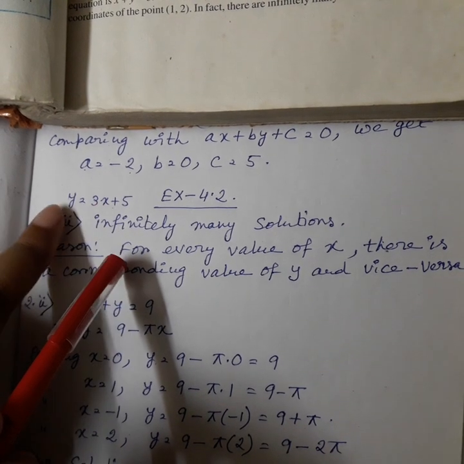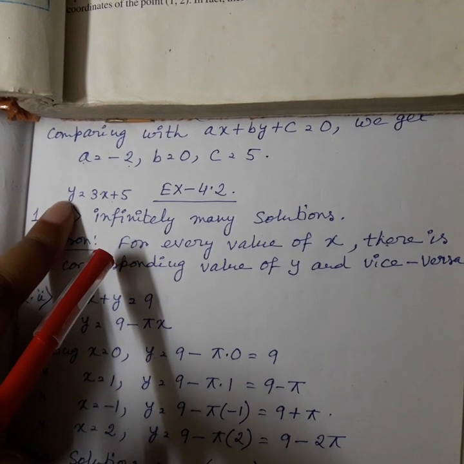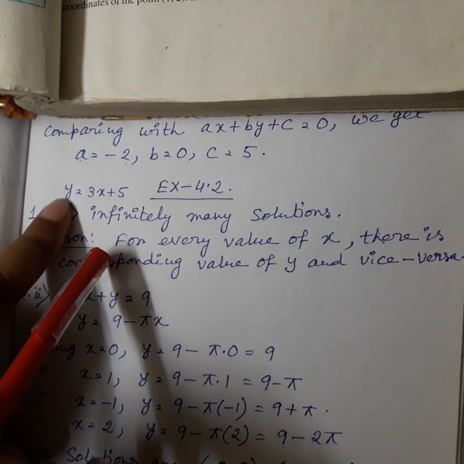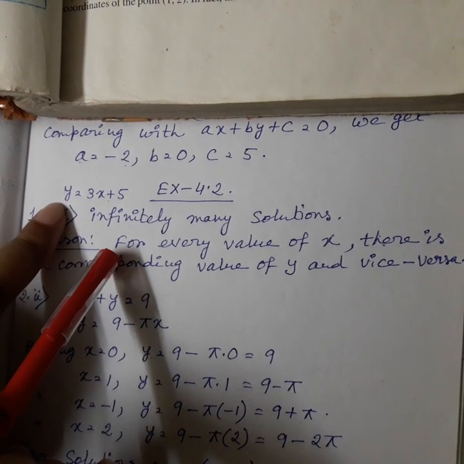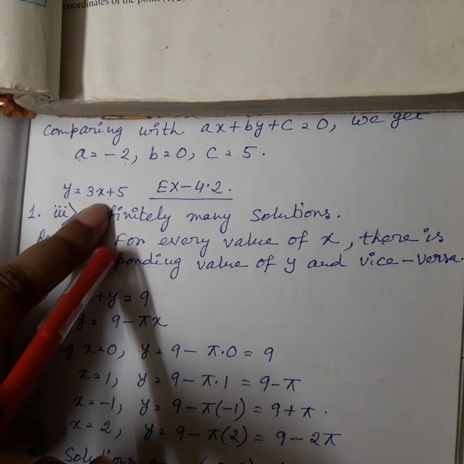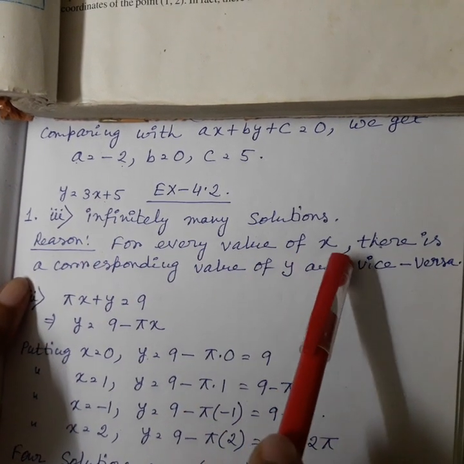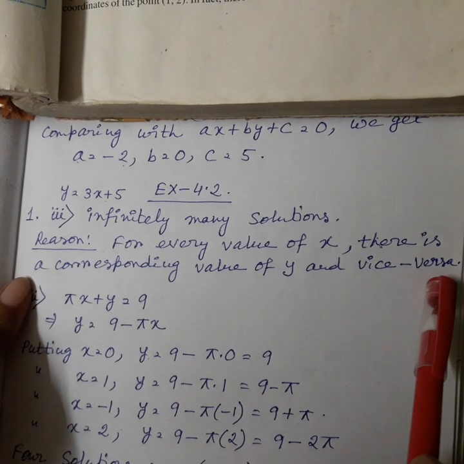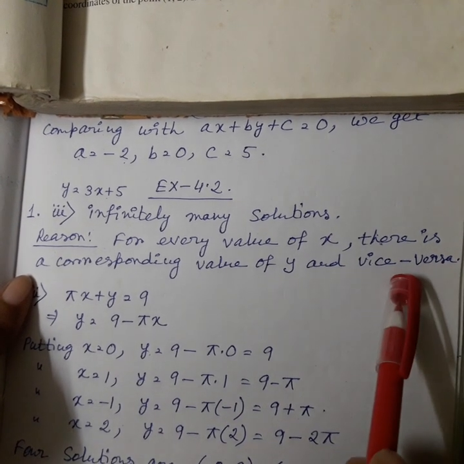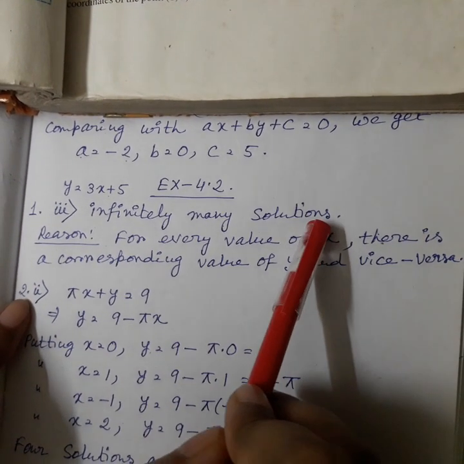Suppose x equal to 0, on that time the value of y we will get. Suppose x equal to 1, on that time the separate value of y we will get. So for different values of x, different values of y we will get, and for different values of y, different values of x we will get. That's why, what is the reason? For every value of x, there is a corresponding value of y, and vice versa. That means opposite also. So this is the reason. That's why we will get infinitely many solutions. Now we are going to question number 2.